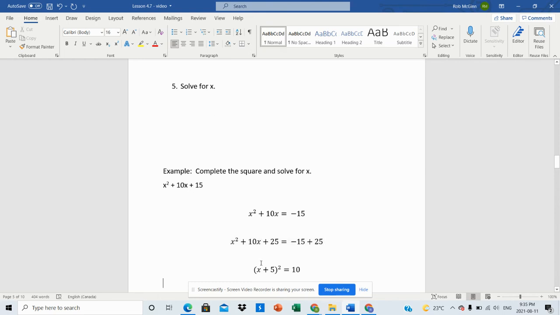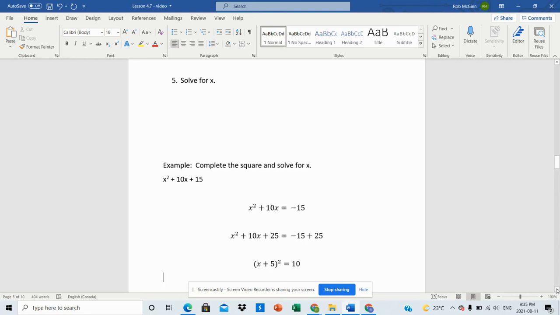So all I did from this step to this step is I factored. I said, I know this is a perfect square. In order to do that, I'm just going to look here. I know my first term has to be x because I have x squared with no coefficient. I know my last term has to be 5 because the square root of 25 is going to be 5. So that's an easy way to figure it out. Now I have x plus 5 squared equals 10.